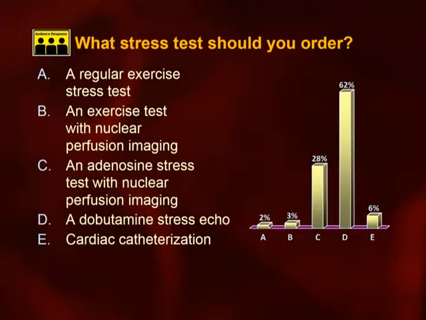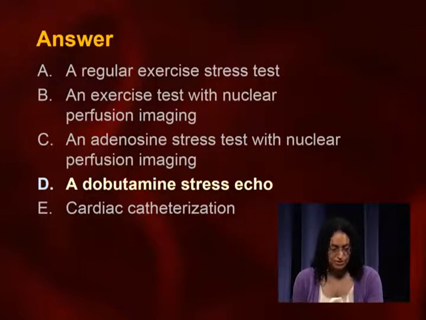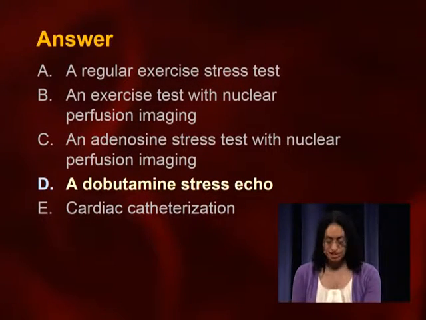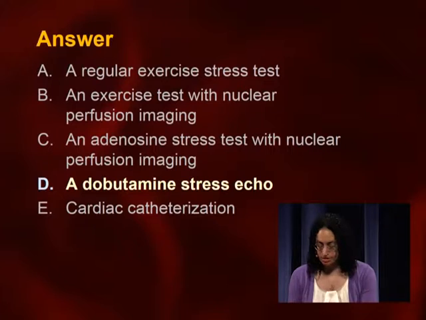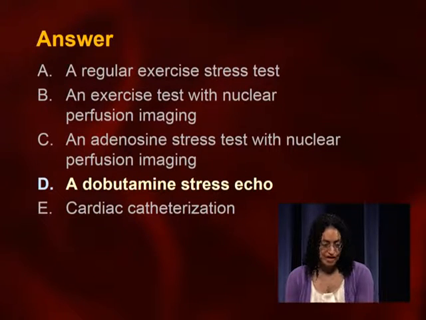Okay, the majority of you still got this right, but this is a little more difficult because you're having to decide between pharmacologic agents. The correct answer is a dobutamine stress echo. This is a patient who has severe claudication, so he can't exercise. He also has asthma, so you have to steer away from adenosine, and that leaves you with the dobutamine stress echo. And just once again, cardiac cath is not a stress test.